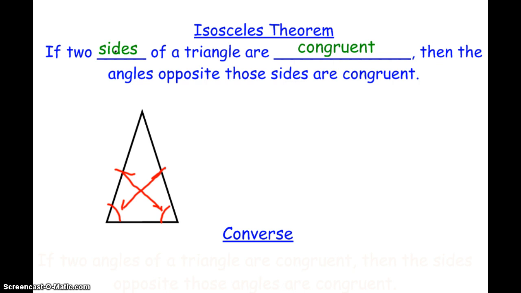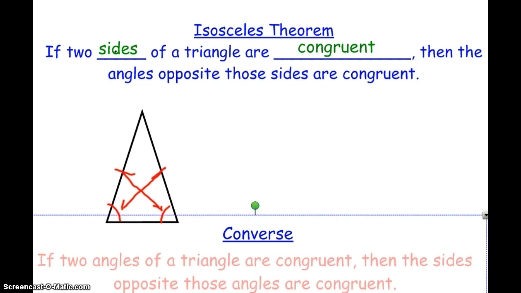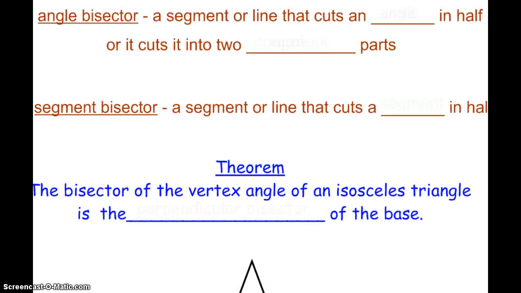Now, the converse. How do you find the converse of this? Well, converse means to switch. If we switch the if part with the then part, it would look like this: if two angles of a triangle are congruent, then the sides opposite those angles are congruent as well. So we move that in and talk about a couple more things.